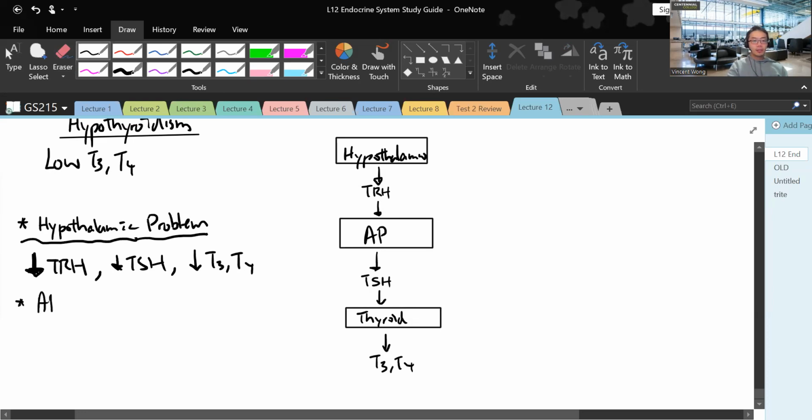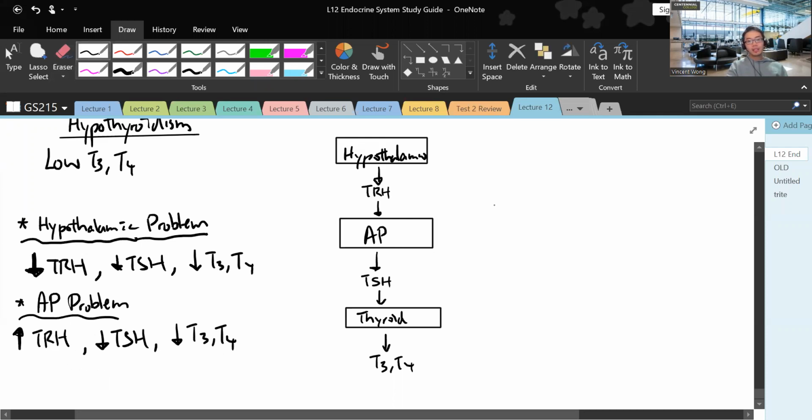If it's the anterior pituitary problem, we would have high TRH. Because look, hypothyroidism means low T3, T4, right? Low T3, T4 will trigger the hypothalamus to release TRH. Since the hypothalamus is not having any problem, it will secrete high TRH. But then the problem is in the AP. So despite having high TRH, you will continue to have low TSH, which means you will have low T3, T4.